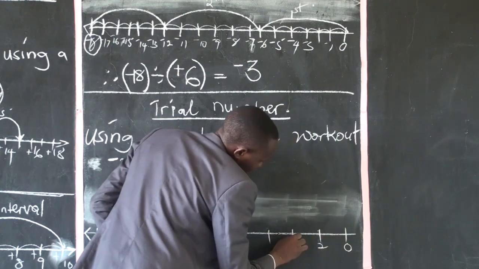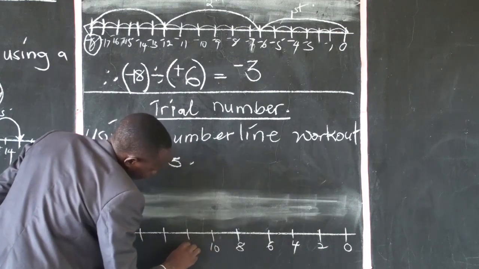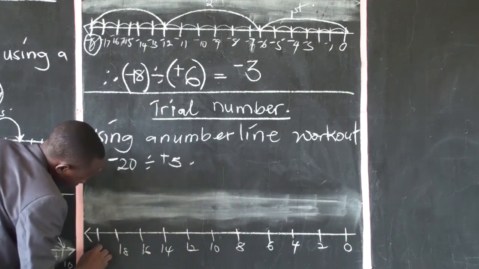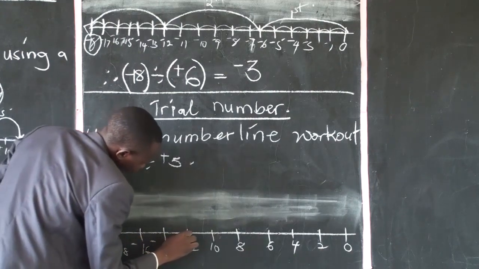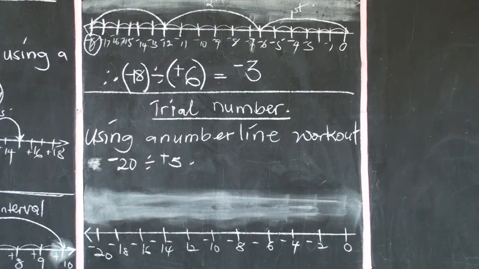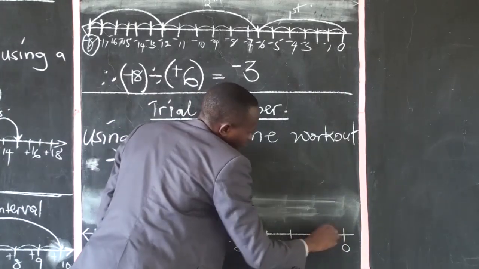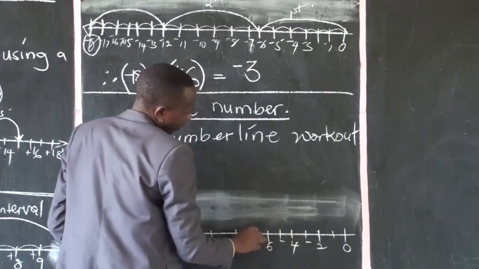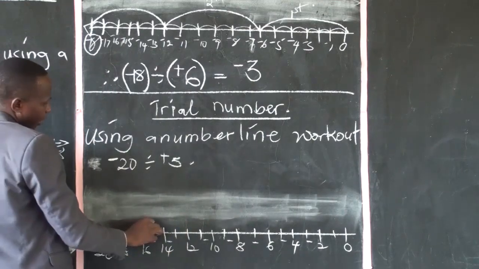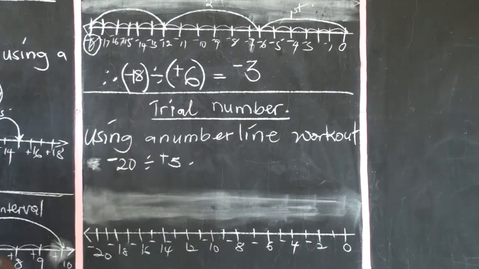0, 2, 4, 6, 8, 10, 12, 14, 16, 18, 20. These are negative integers. So let us look at that. Remember, between 0 and 2, we have 1. Here we have 3. Here 5. Here we have 7. Here we have 9. We have 11 here. We have 13 there. We have 15 here. We have 17 there. We have 19. We have 20 and 21 as well.